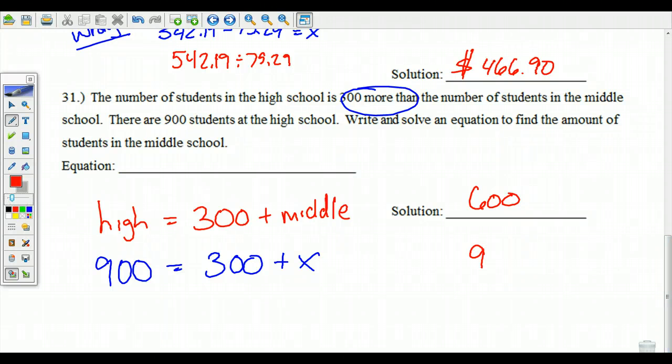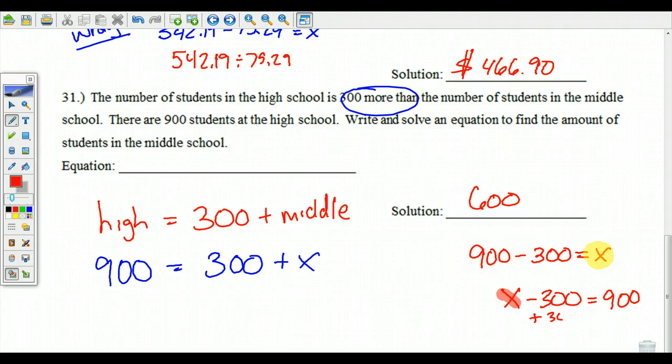So in this one, a lot of people tried to do 900 minus 300 equals x. But we don't want that one because there's an x as the answer. And some people tried this one. Let me see if I can remember. It was x minus 300 equals 900. But to solve that one, you'd have to add 300, which would get it to be 1200, which is too many.